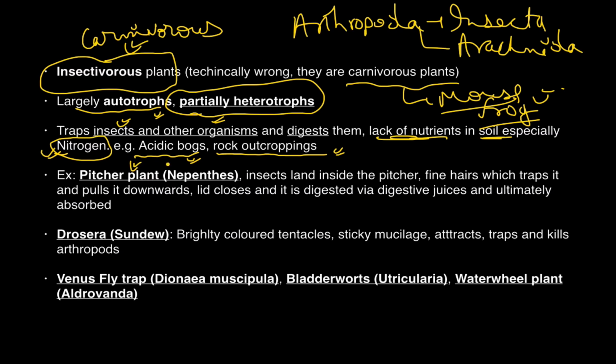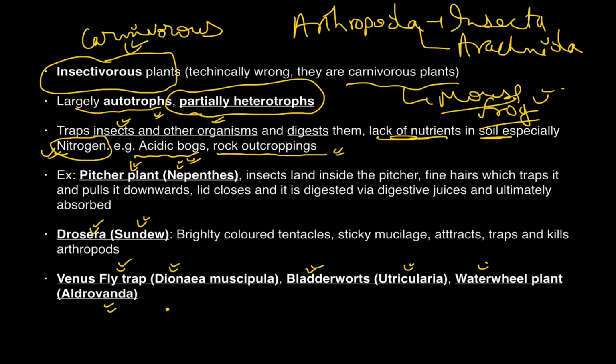Pitcher plant, also called as Nepenthes. Drosera, also called as sundew. Venus flytrap, also called as Dionaea muscipula. Bladderworts, also called as Utricularia. And water wheel plant, also called as Aldrovanda. Again I'll repeat: pitcher plant Nepenthes, Drosera sundew, Venus flytrap Dionaea, bladderworts Utricularia, and water wheel plant Aldrovanda.